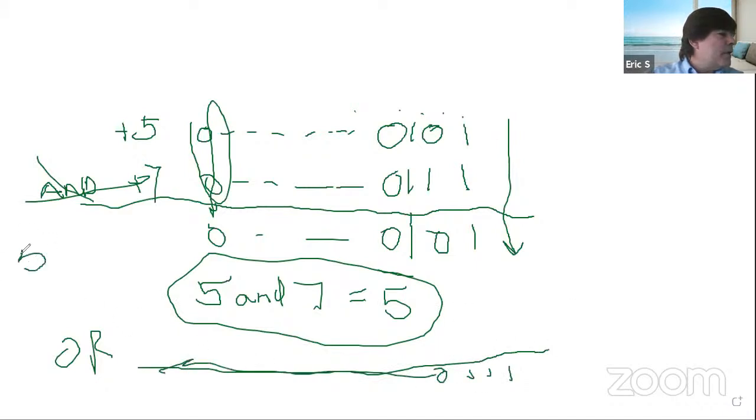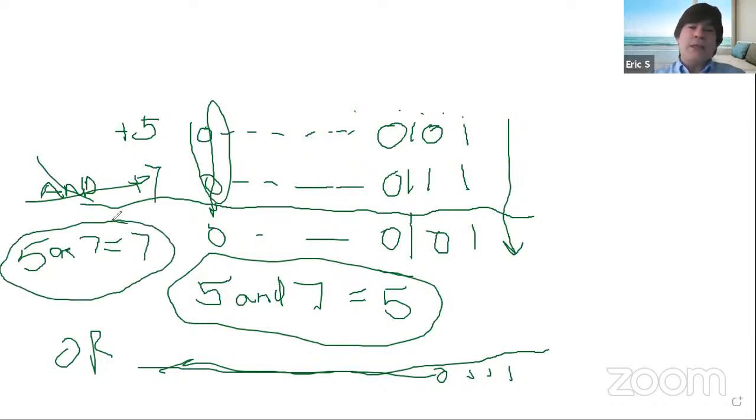So 5 ORed, this is what we're predicting. I'll do this in a second on the screen. 5 ORed with 7 is equal to 7, okay? So all that happens is you take those logical operations and you perform them bitwise, okay? For shifts, you're shifting bits either to the left or to the right. That's what those double arrows do.